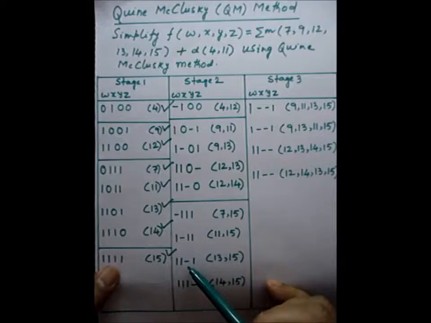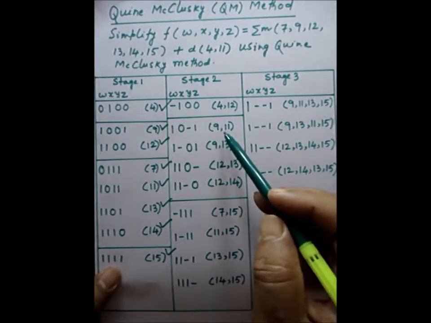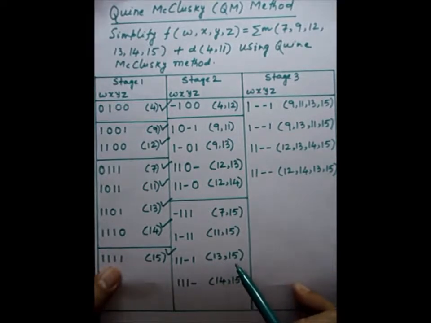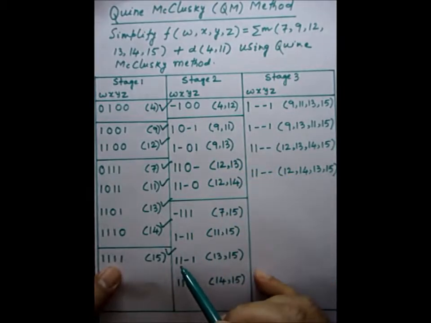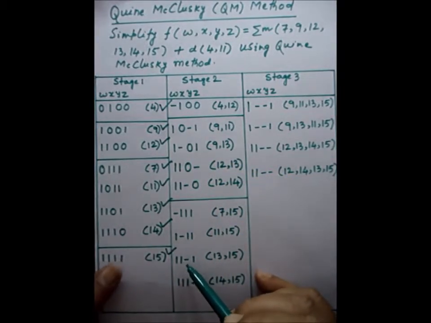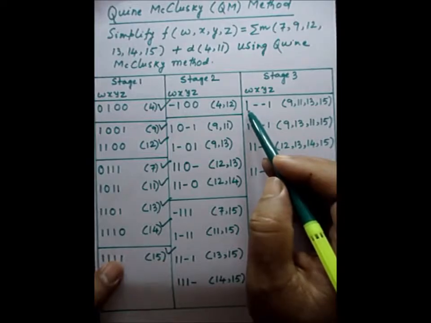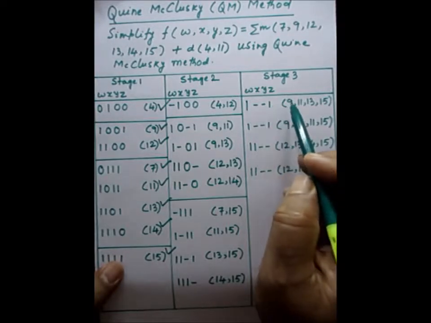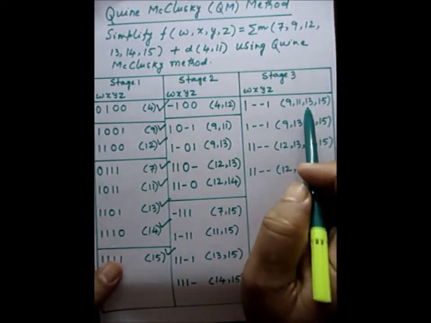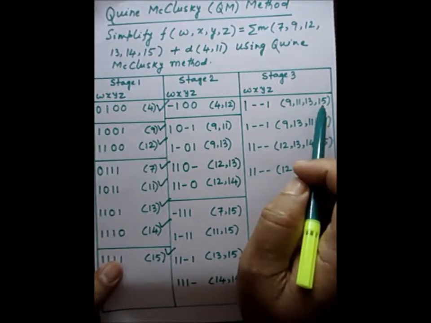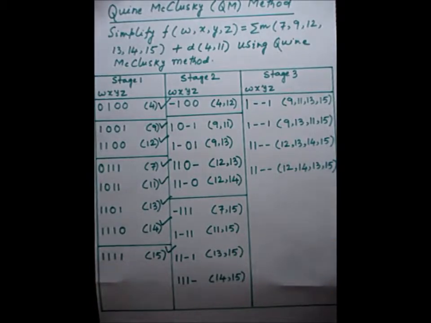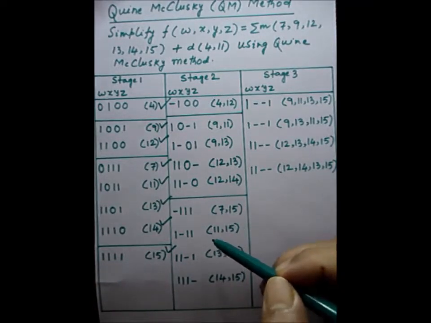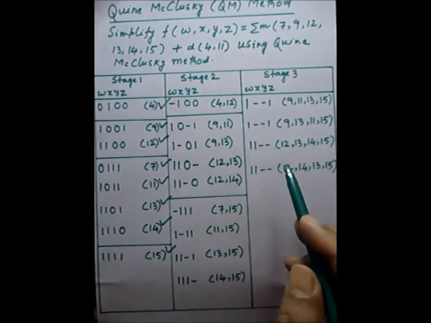Dash is in the third place. After mapping that, you can see 9 and 11 is mapped with 13 and 15, and therefore the B bar and B get eliminated, and we write in the third stage. Therefore, 1 double dash and 1. Therefore, we included 9, 11 and 13, 15. In this way, each element will be mapped with the next group's each element, and we got the third stage.